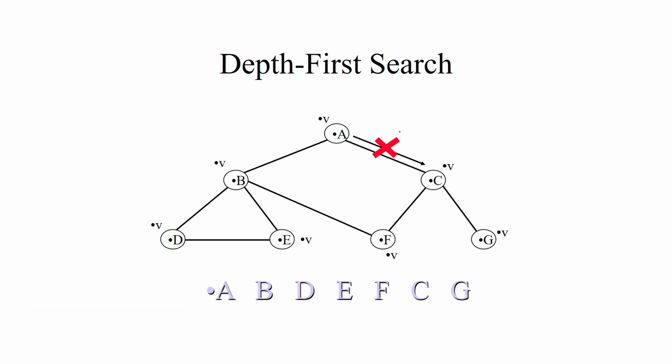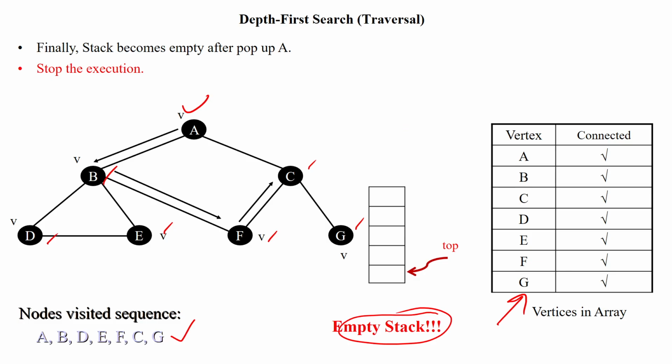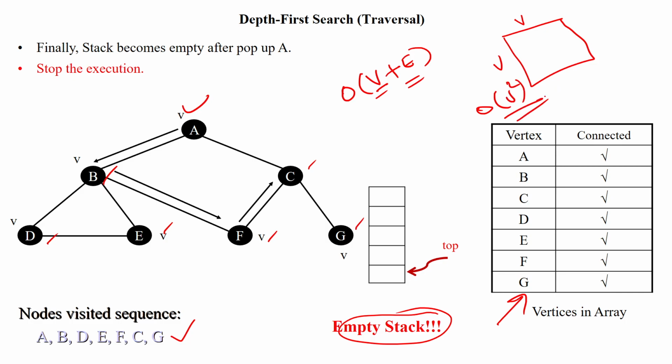Here the time complexity for the given graph is order of V plus E, because we are checking all the vertices and also edges, when you are using the adjacency list. But when you are using the adjacency matrix, you have V number of vertices in the rows and columns, so it will be order of V squared. That is the time complexity when you are using the adjacency matrix.